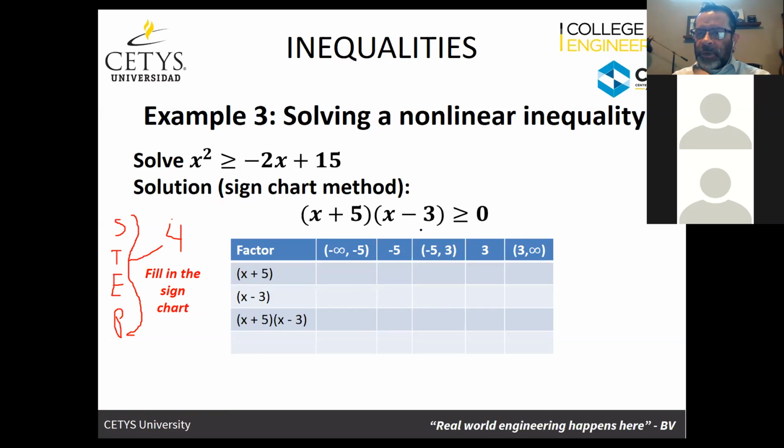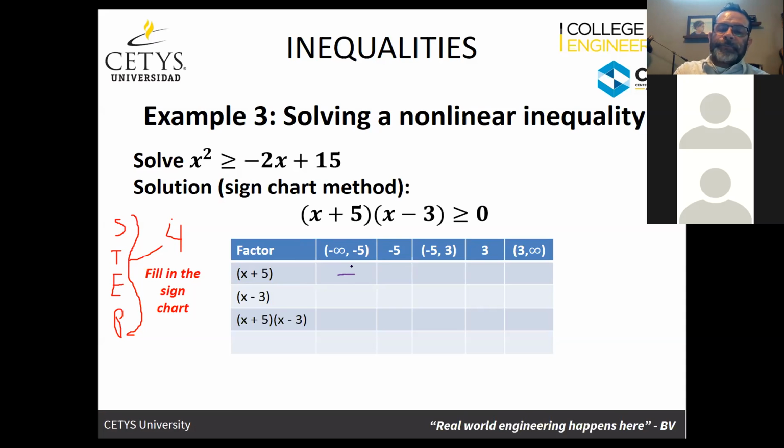So we're going to do the following, and I'm going to call upon a few of you to help me out here. The first factor, x plus 5. And I'm going to look at the first interval, which is minus infinity to minus 5. If I take any number that's within that interval and substitute it here, I want to see what sign I get. So I'm going to grab a minus 6. Minus 6 plus 5 is equal to minus 1, right? So the sign of the product is negative. Correct.